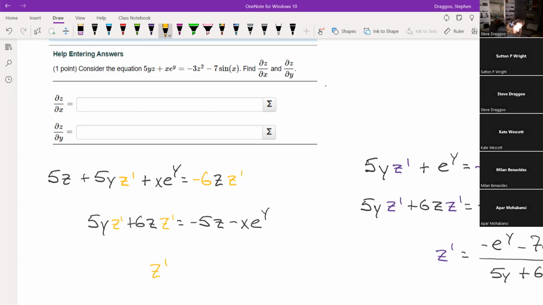Factor out and divide by everything that isn't z prime to get negative 5z minus x e to the y divided by 5y plus 6z. And then the yellow one goes here, the purple one goes there.